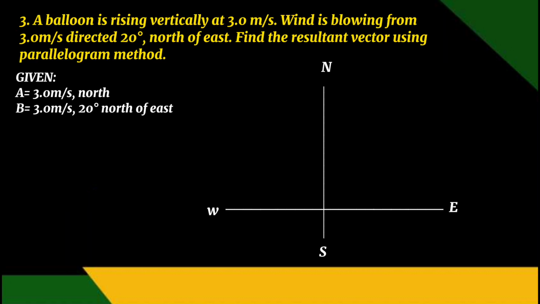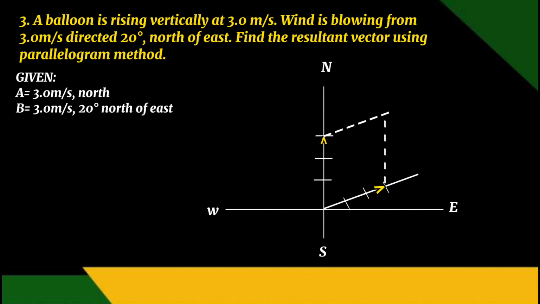Now, let's have another example. Let's start by plotting the first given, which is 3.0 meters per second vertically, which means going north. Then plot the second given, which is 3.0 meters per second directed 20 degrees north of east. We will use a protractor to determine the degrees of the angle.